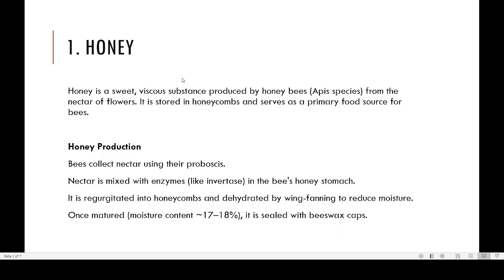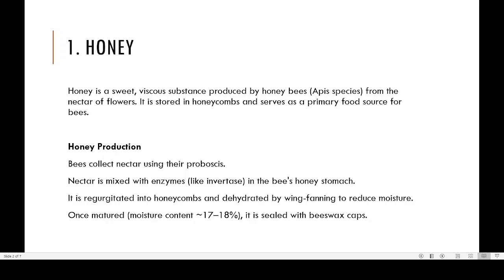Honey, everybody knows what honey is. It's a very sweet, viscous product. Viscous means it will be just like a camel gum. It is thick, not very easy to flow. So, a viscous substance produced by honeybees.